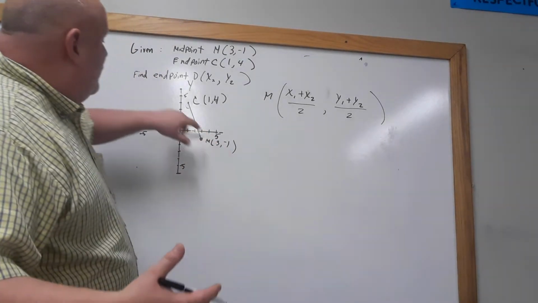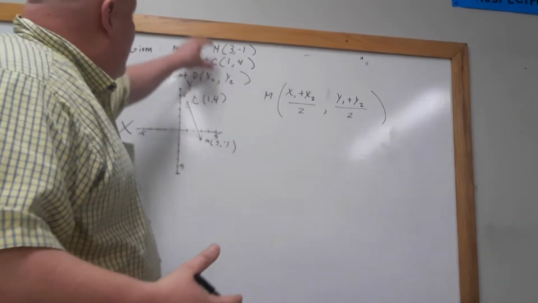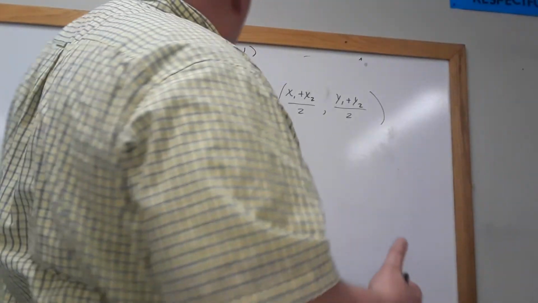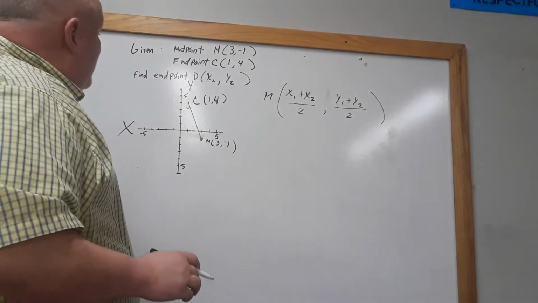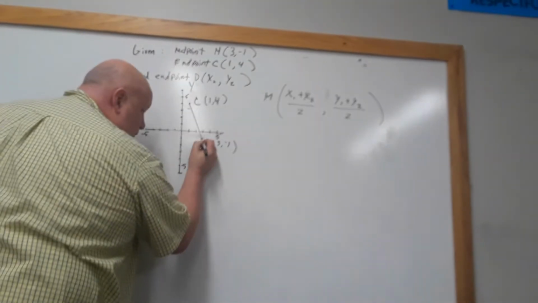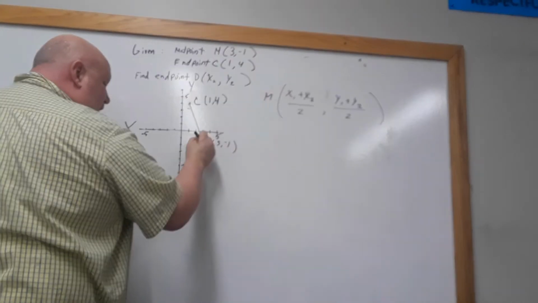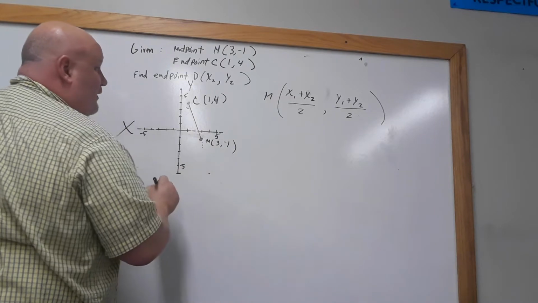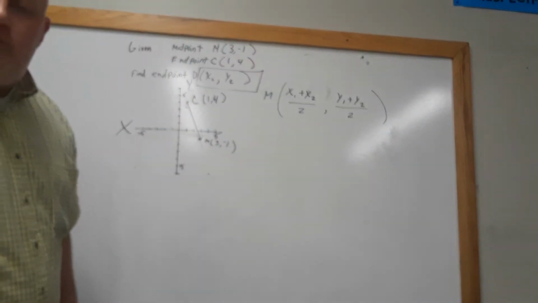So (3, -1) is the midpoint, C is (1, 4). That's the given information. We're given that in the problem, from our slideshow. Now we're trying to find the other endpoint. If that's the midpoint, and that's the endpoint C, we can tell just through logic that the other endpoint is somewhere down here. This (x2, y2) is what we're trying to find.